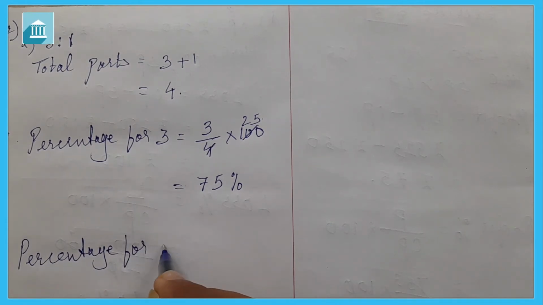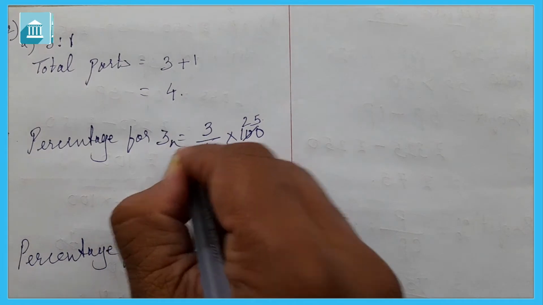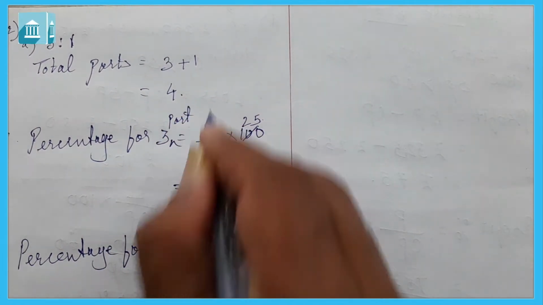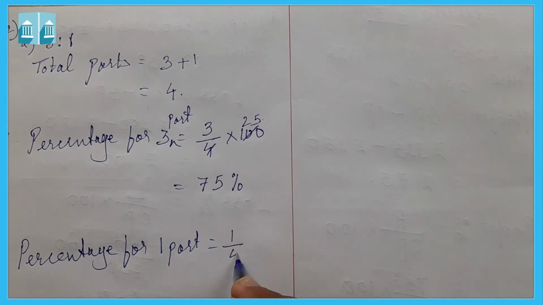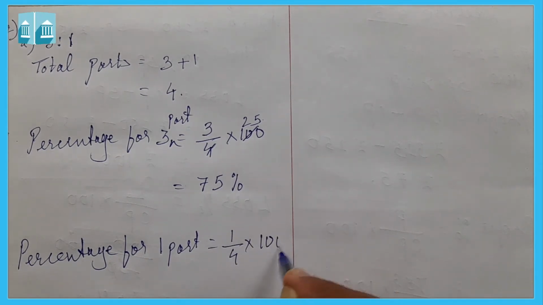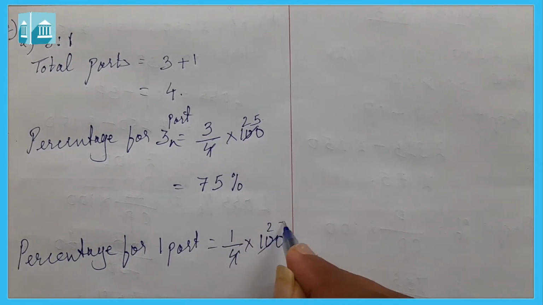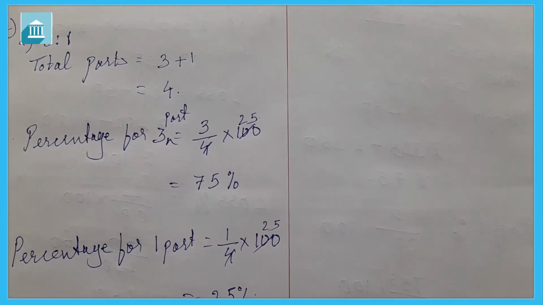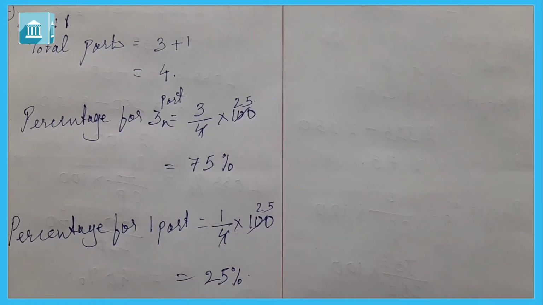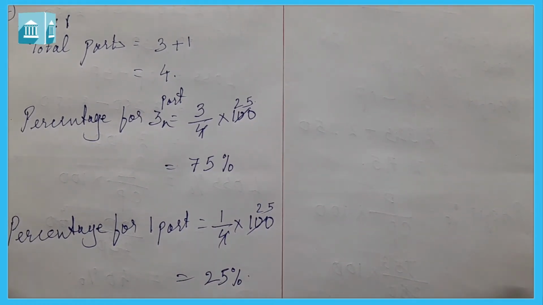Percentage for 1 part. Here it is percentage for 3 parts. Then percentage for one part is again 1 upon 4 multiplied by 100, that is 25%. So in this way we can find out percentage.